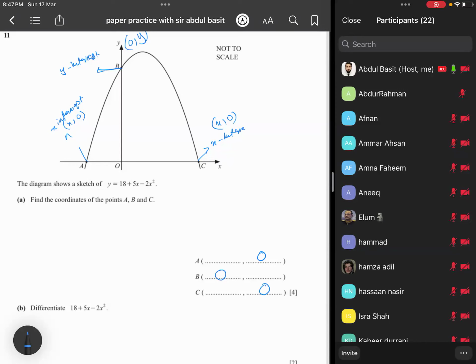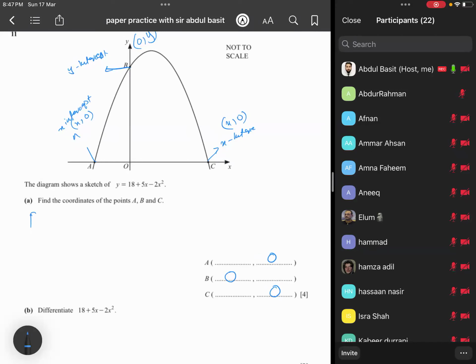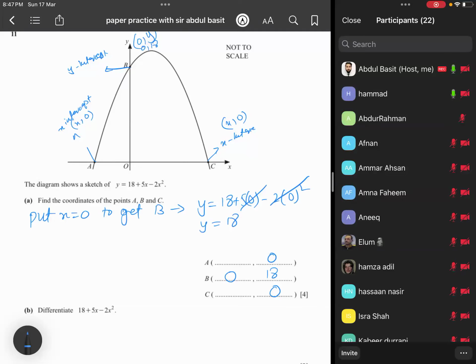Let's find out now. Put x is equals to 0 to get B. So 18 plus 5 into 0 minus 2 into 0 square. Everything cancelled, so y is equals to 18. So B point is 0, 18. Got it, everybody? Yes, sir.